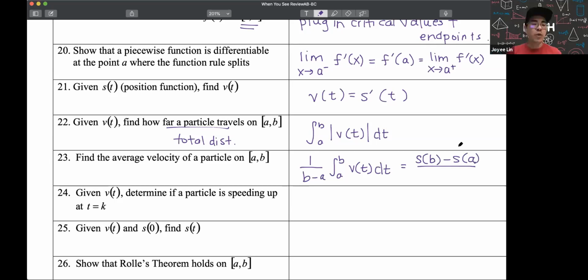Okay, given v of t, determine if the particle is speeding up. So somebody already answered this there, right? So v of t and a of t must have the same signs.